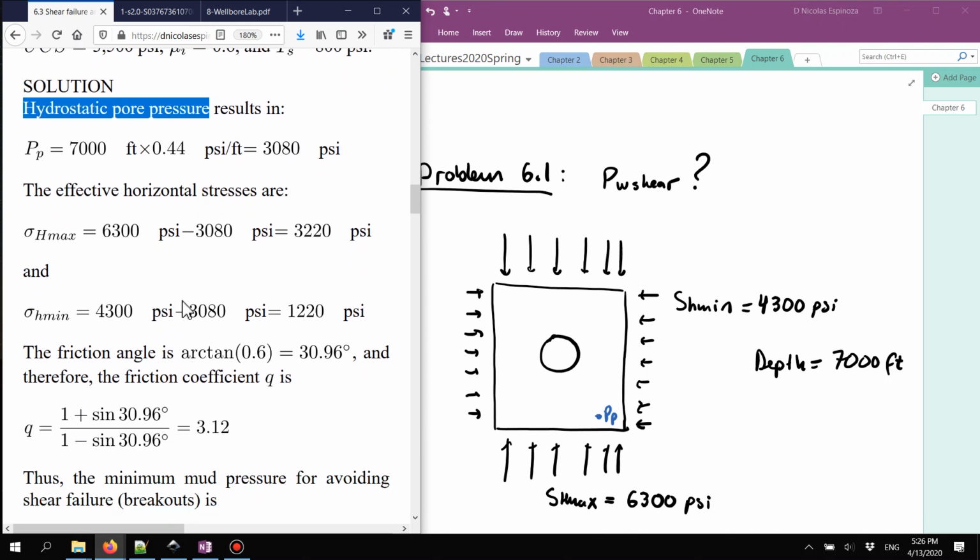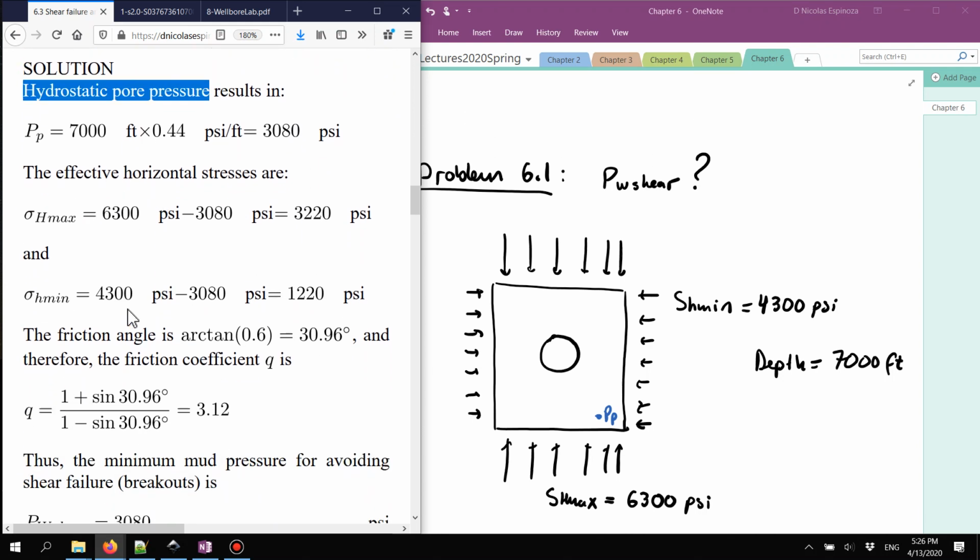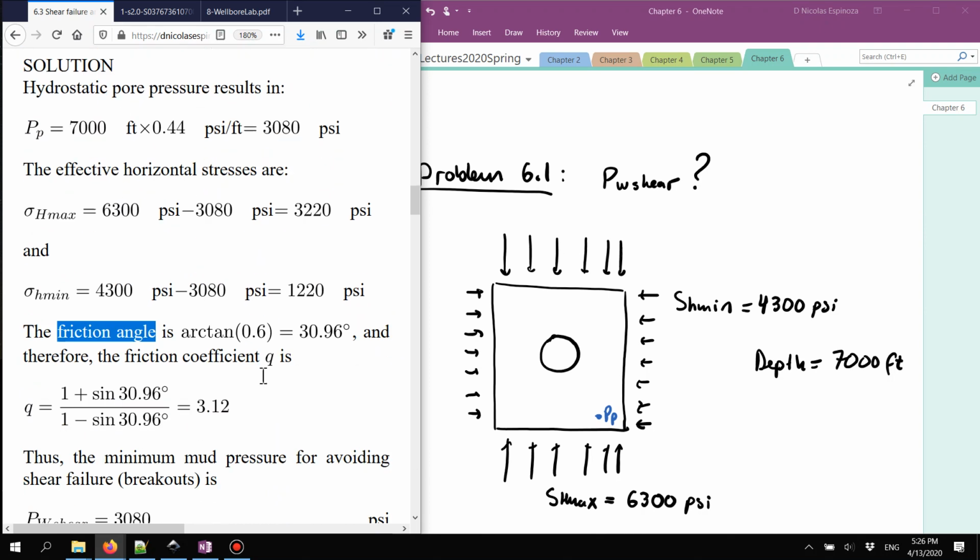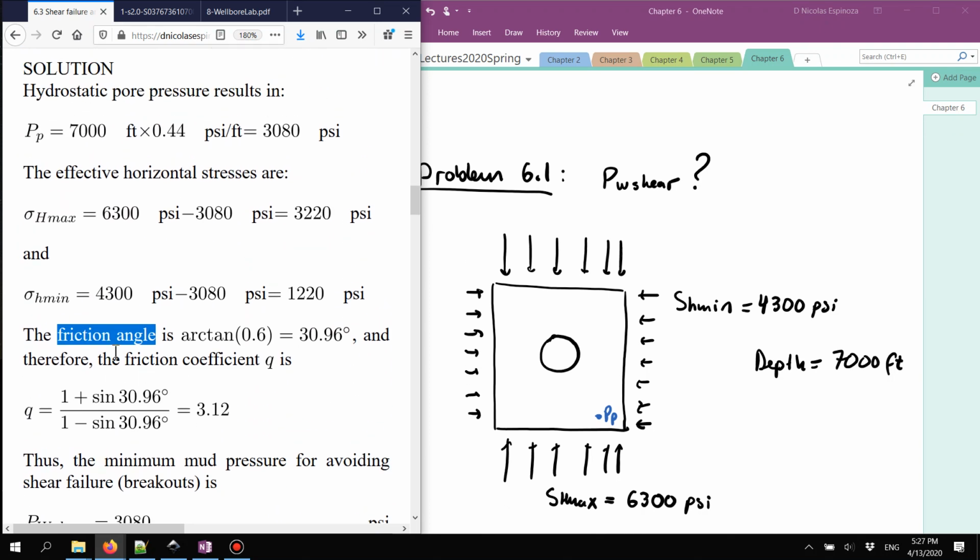After that, I can calculate my horizontal stresses. And with the properties of the rock, I can calculate the friction angle. This is going to be the arc tangent of the internal friction coefficient, 0.6. And with the friction angle, I can also compute the friction parameter Q, which is 3.12 for this particular case.